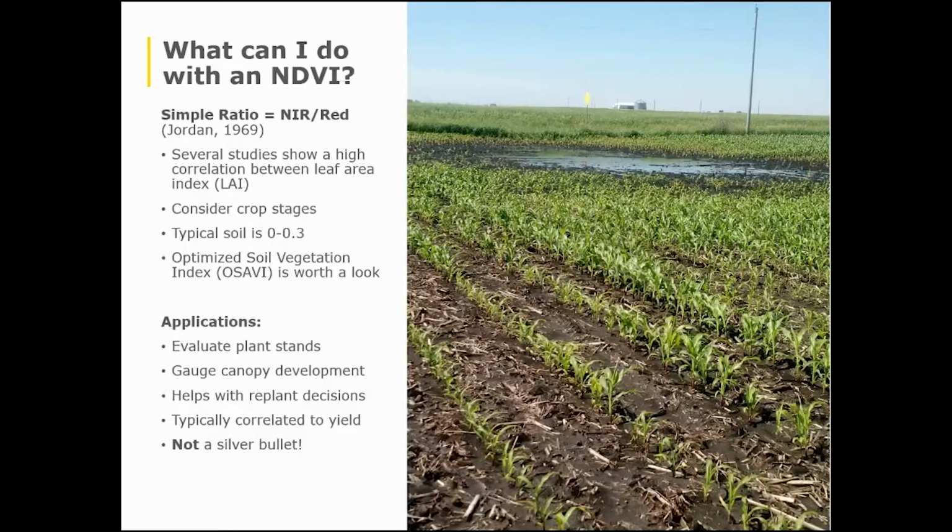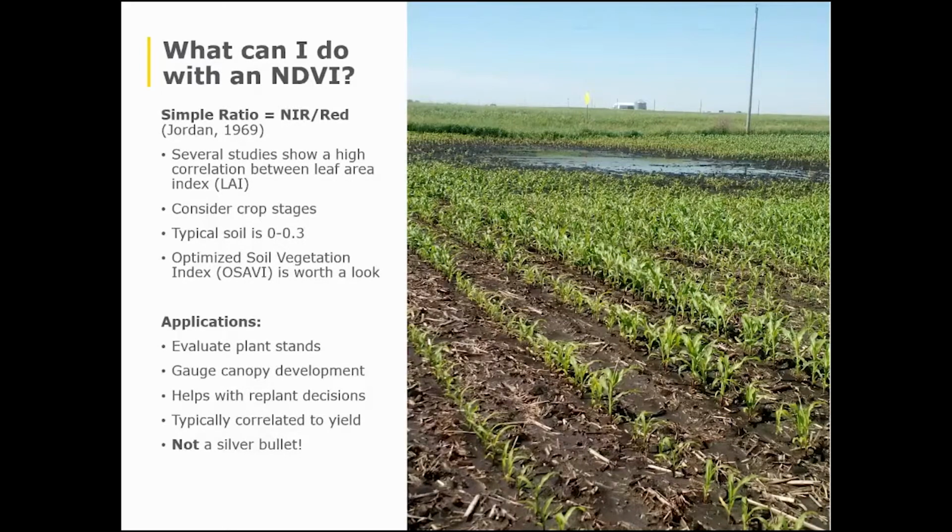Soil is another thing to consider in this index, and it's typically in the range of 0 to 0.3. You'll notice, especially if you're trying to take that information out of your pictures when you're filtering it. That's kind of a helpful range to remember.